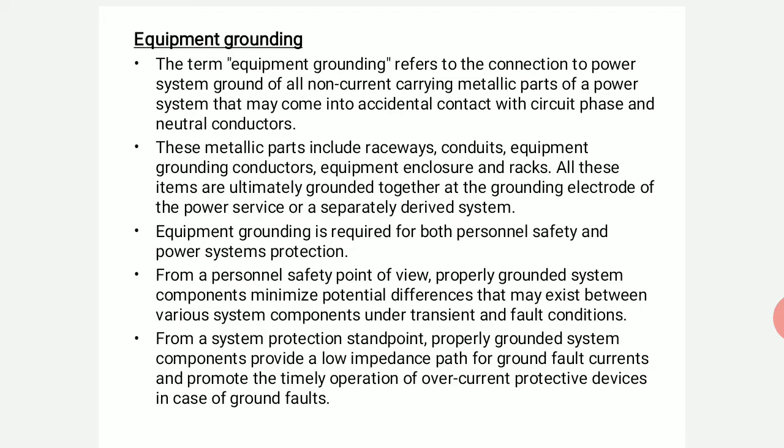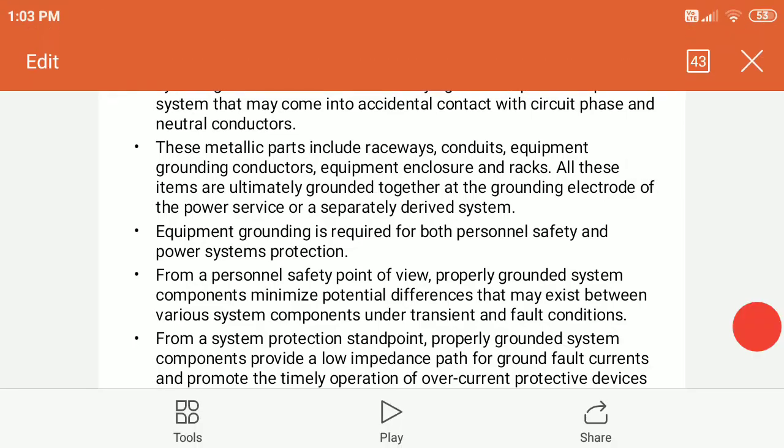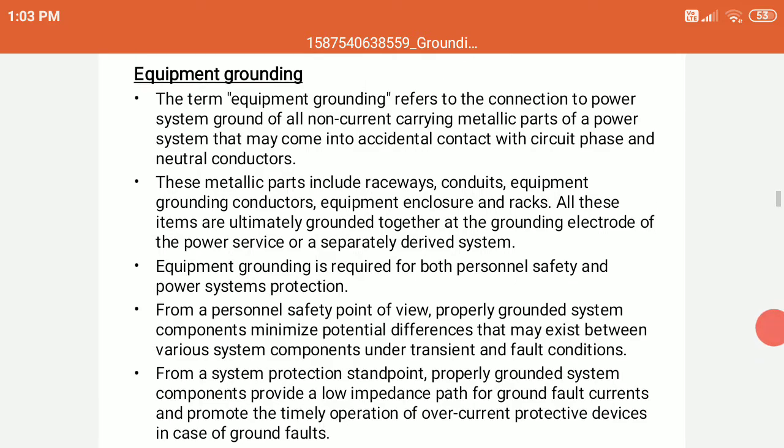First one is earthing or normal grounding. Second one is equipment grounding. There are other types of grounding called isolation grounding, standard grounding, etc. We'll discuss briefly equipment grounding, and the rest of the types of grounding I'll send you in notes.